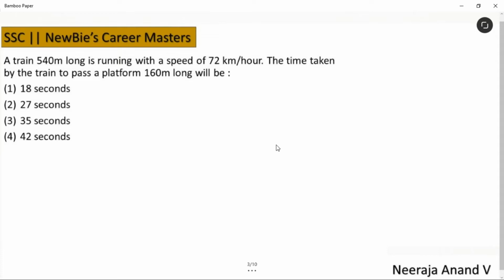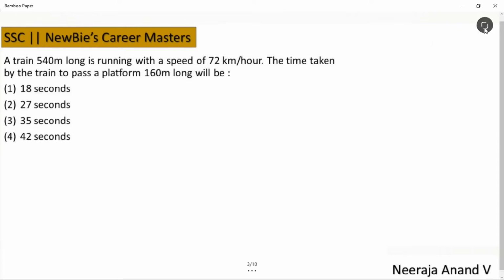The time taken by the train to pass a platform 160 meters long will be. This is another pattern, train crossing a stationary object, but the stationary object's length is not negligible. Are you getting the point? The previous question was like a train crossing a stationary object where the length of the stationary object is negligible. This is another pattern, train crossing a stationary object, but the length of the stationary object is not negligible.